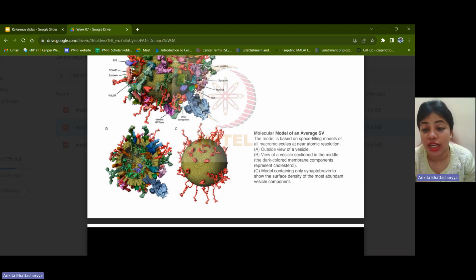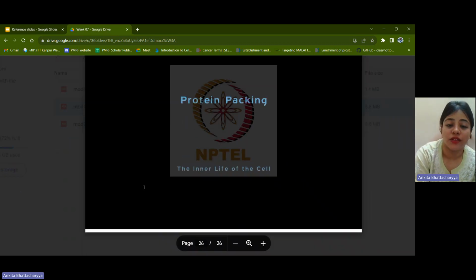And in the third figure, we are just looking at synaptobrevin to show how abundant it is on the cell surface membrane, and how densely it is populating the entire membrane surface. So that gives you the idea.